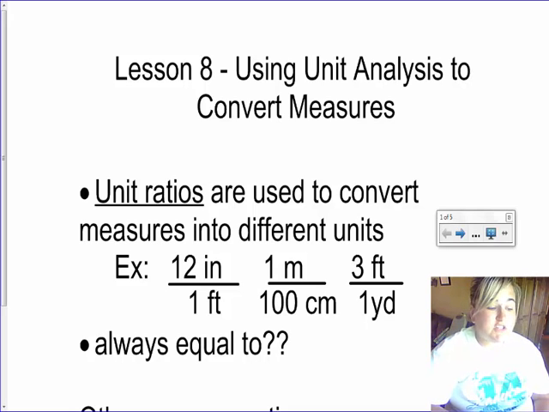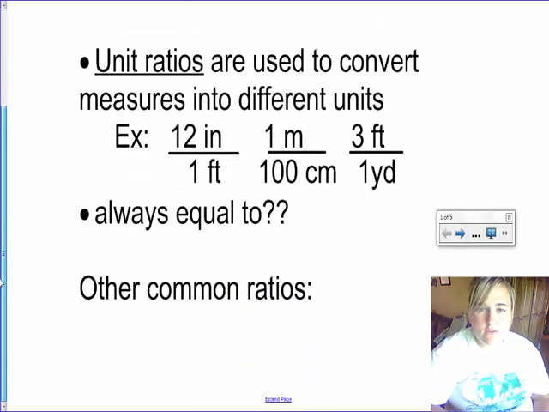Lesson 8, using unit analysis to convert measures. Unit ratios are used to convert measures into different units. For example, we have here 12 inches over 1 foot, 1 meter over 100 centimeters, and 3 feet over 1 yard. What are these three ratios equal to?